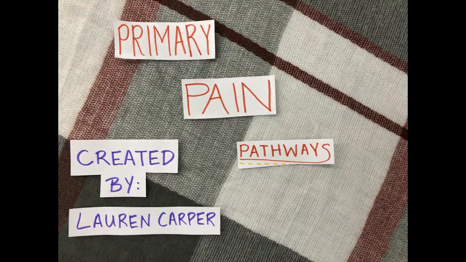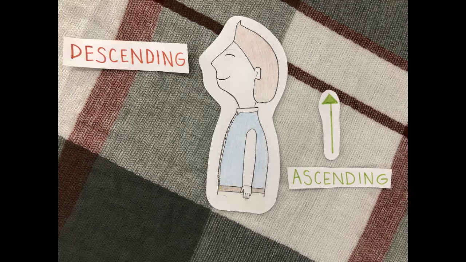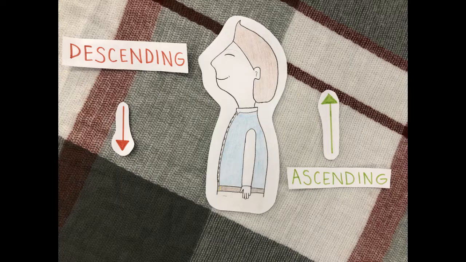Let's talk about the major pain pathways. There are two types of major pain pathway, the ascending pathway and the descending pathway. An ascending pathway goes from an area of the body that is hurt up to the brain. A descending pathway goes from the brain back down to the body.